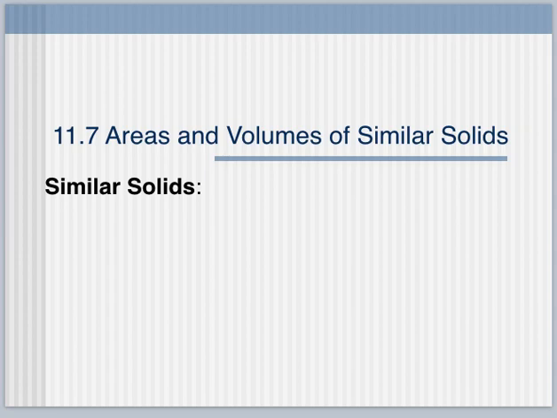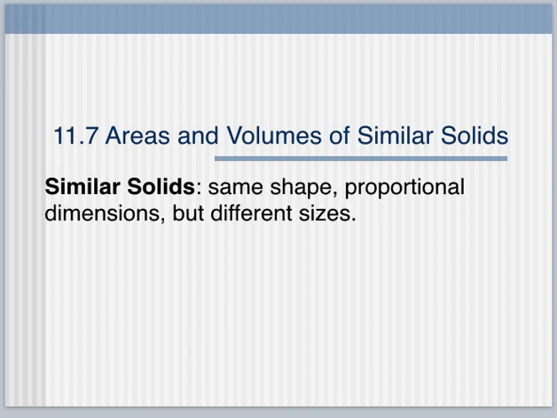This lesson is about the relationship between the surface areas and volumes of similar solids. Similar solids have the same shape and proportional dimensions but different sizes. In other words, similar solids are like similar figures where matching heights or matching widths have the same ratio, except similar solids are talking about three-dimensional shapes.